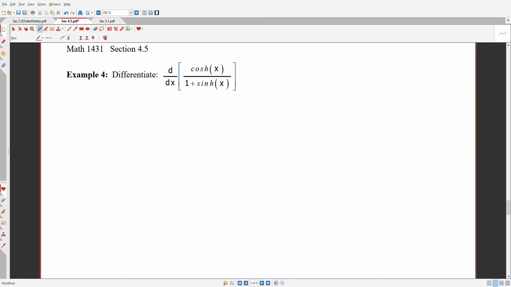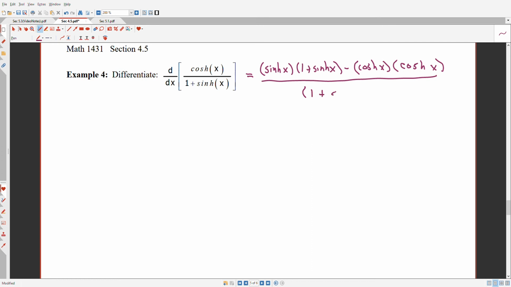So again, to practice differentiating this stuff, I am going to just apply the quotient rule. So this should equal the derivative of the top, which is hyperbolic sine, times the bottom, minus the top, times the derivative of the bottom. And the derivative of that bottom is, well, the derivative of 1 is 0, the derivative of sinh is cosh. And all of that is divided by the denominator squared.